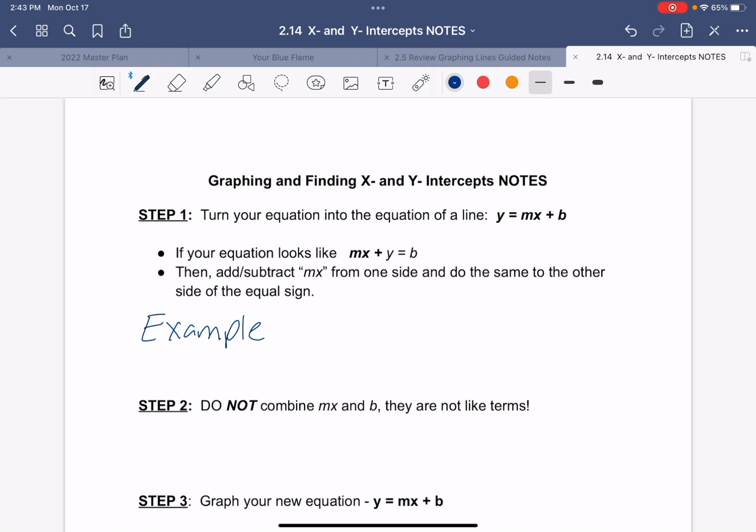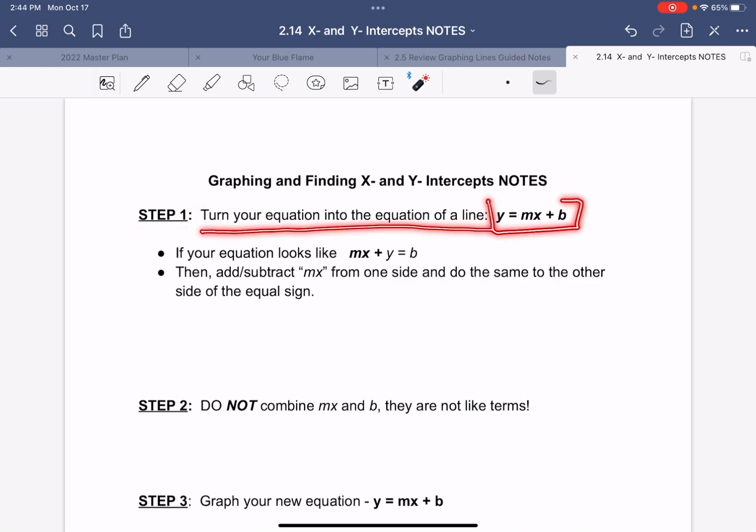So follow along here really quickly. What I would like you to do is take a look here. You are going to start with step one. When you look at your equation on your homework, you're going to be turning your equation into the equation of a line, which is y equals mx plus b.